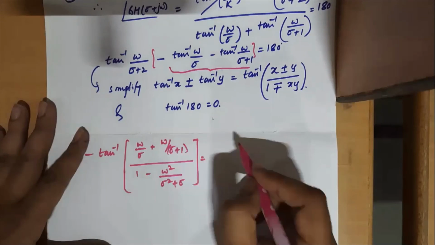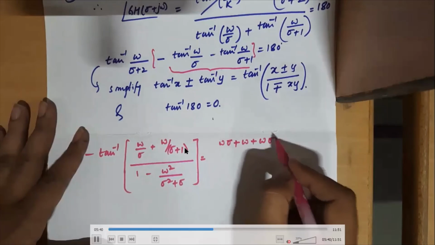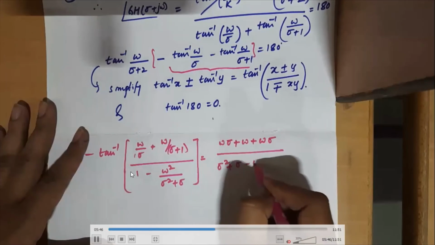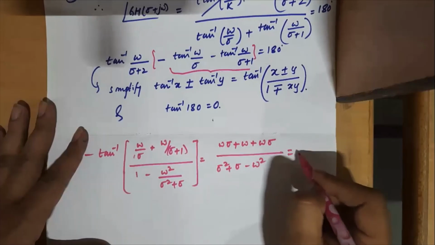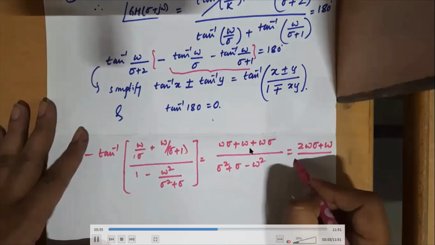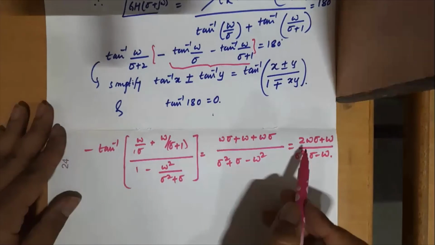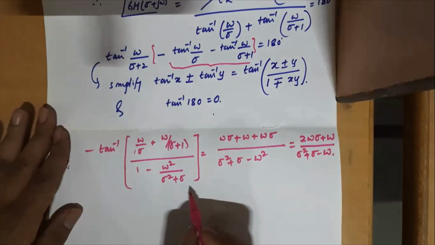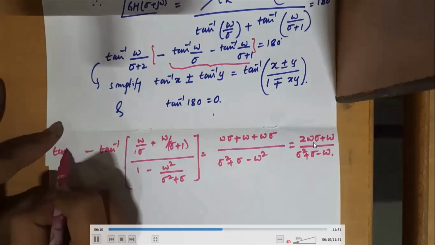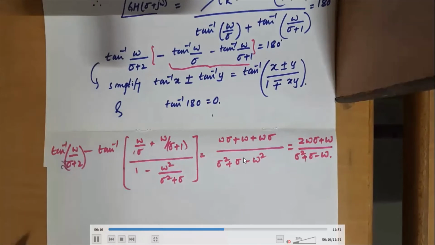Fine. So I'll simplify only the things in the square bracket. It's omega sigma plus omega and plus omega sigma, divided by sigma square plus sigma. So this denominator and this denominator will cancel. What we have finally is 2 omega sigma plus omega and sigma square plus sigma minus omega. Yeah, it is correct. Fine.